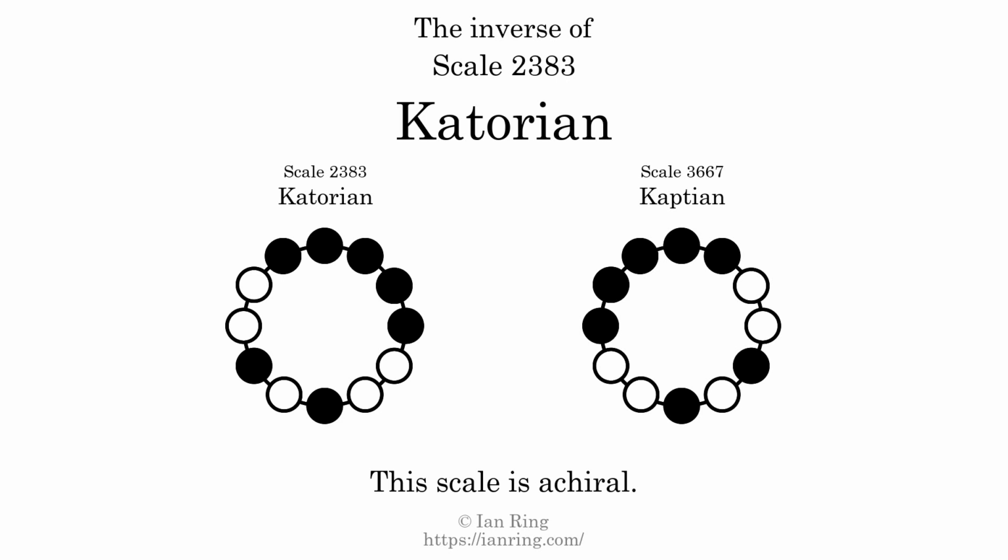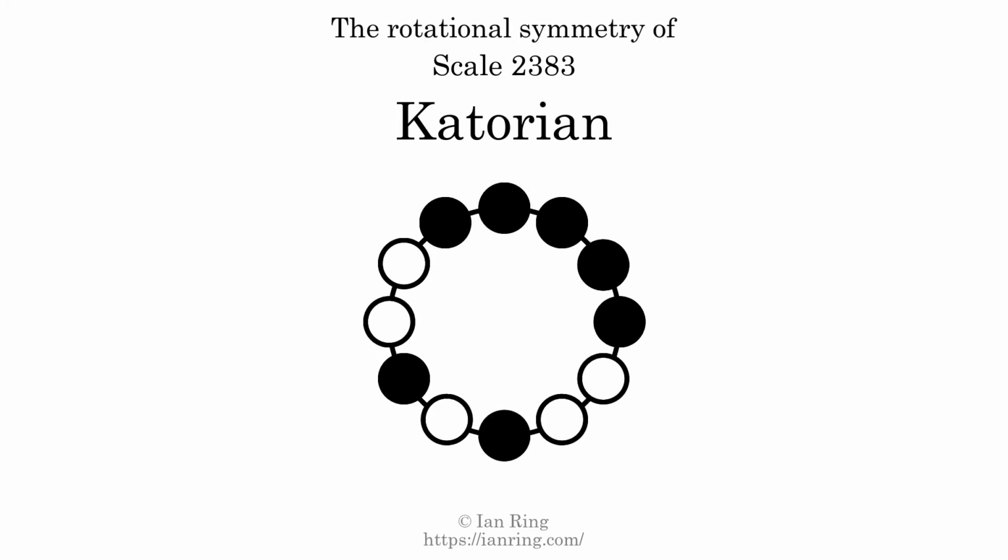The inverse of a scale is a mirror image. It is what you get when the sequence of intervals is reversed. The inverse of this scale is scale 3667, also known as caption. This scale is achiral, since it can transform into its own reflection by a rotational transformation. This scale has no rotational symmetry.